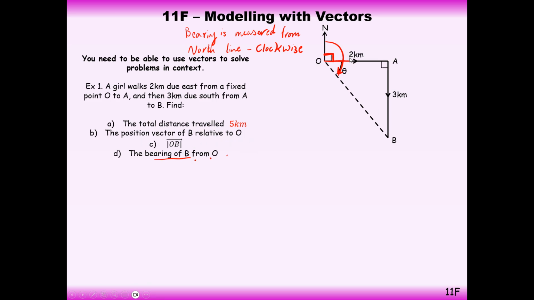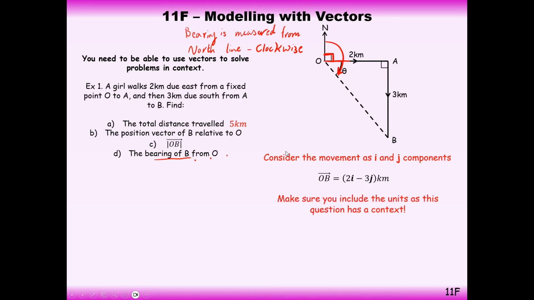But before we get to the bearing, we're just going to look at the position vector of B relative to O. That's not hard to see. It's 2 units to the right and 3 units down. So that's 2i and minus 3j. We're just putting kilometers as units there because we measure in kilometers. So part B is done as well.